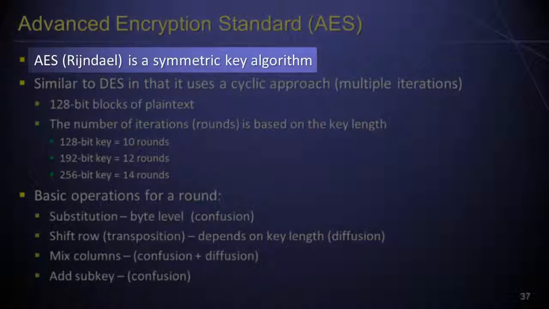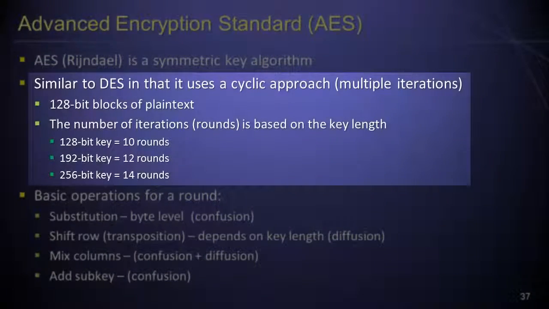AES is a symmetric key algorithm. It is similar to DES in that it uses a cyclic approach which involves subjecting the original plain text to multiple rounds or iterations of cryptographic transformation. AES operates on 128-bit blocks of plain text and is hence a block cipher. The number of iterations or rounds of transformation to which each block is subjected depends upon the length of the user-supplied key. If the user supplies a 128-bit key, the algorithm will subject each block to 10 rounds of cryptographic transformation. If the user supplies a 192-bit key, the algorithm will use 12 rounds of encryption. And if the user supplies a 256-bit key, then the algorithm will use 14 rounds of encryption.